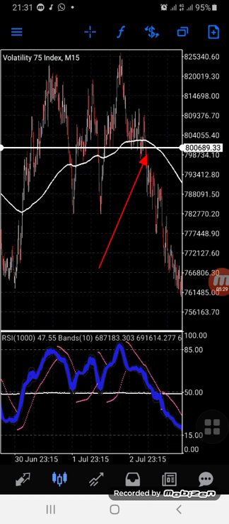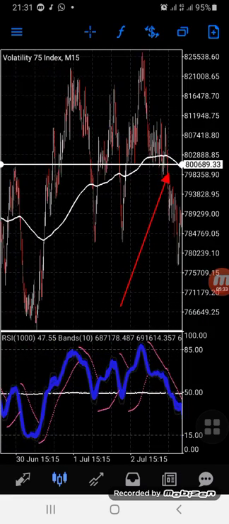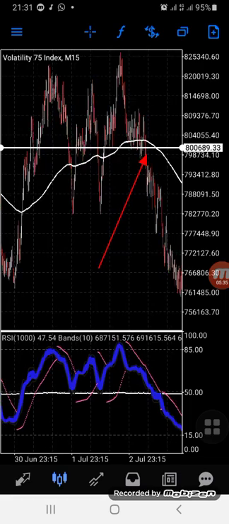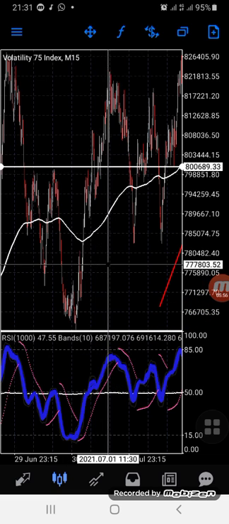Okay, first of all, we want to check the entry criteria. Once this line starts to show above this blue tick wall, that's when you enter your sell. Okay, that's your entry point for a sell.